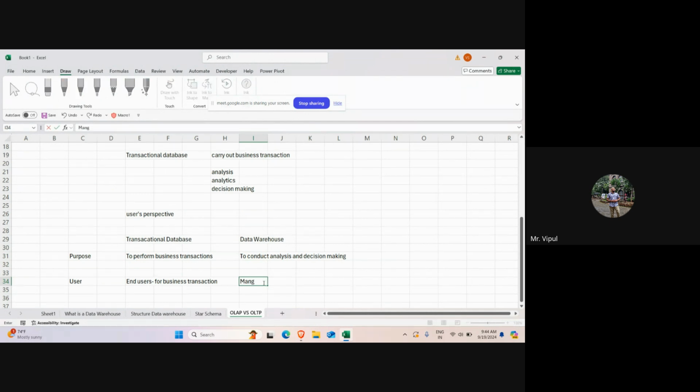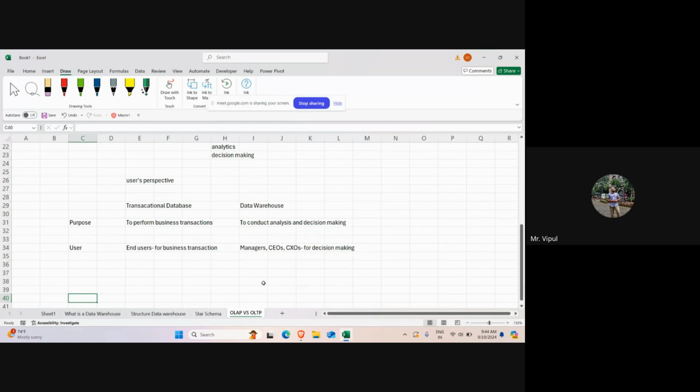Then managers, CEOs, and CXOs for decision making. Then we have a technology side.